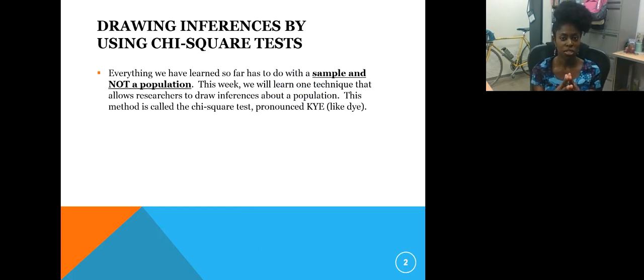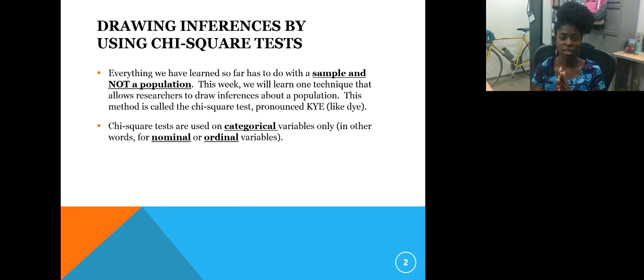Everything we've learned thus far has to do with descriptive sample statistics and not the population. This week we will learn one technique of several that allows researchers to draw inferences about a population. So this method is called the chi-square test. Chi, not chi, not chai, but chi. So we're going to be looking at chi-square testing.